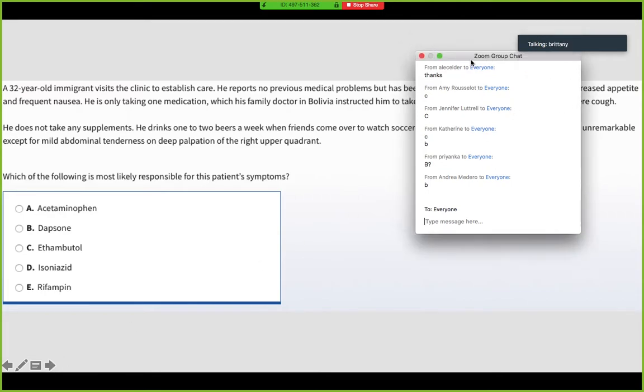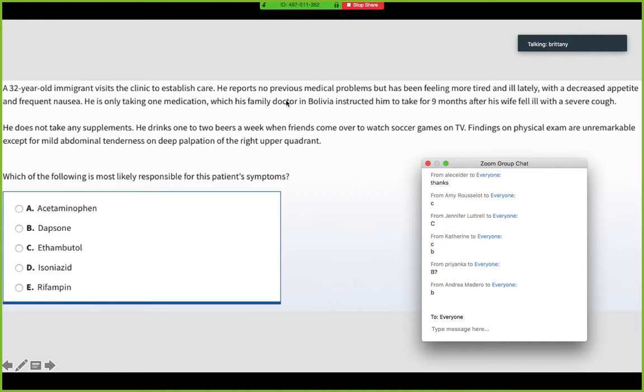Okay, so here's one from USMLE RX. A 32-year-old immigrant visits the clinic with no previous medical problems, but feeling more tired and ill lately with a decreased appetite and frequent nausea. He's taking one medication that he was instructed to take 9 months after his wife fell ill with a severe cough. He does not take any supplements. He drinks a few beers. Physical exam unremarkable. Abdominal tenderness on the right upper quadrant. Okay, so which of the following is most likely responsible for this patient's symptoms?